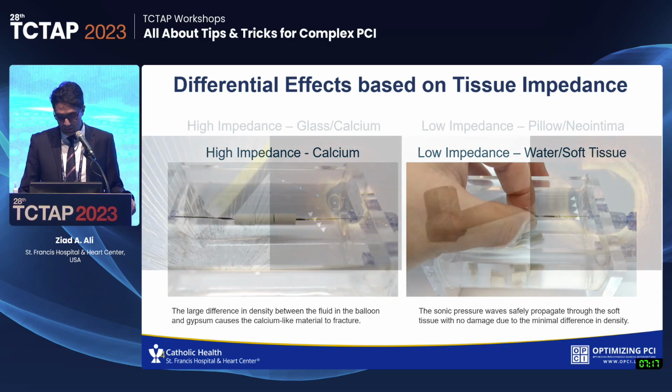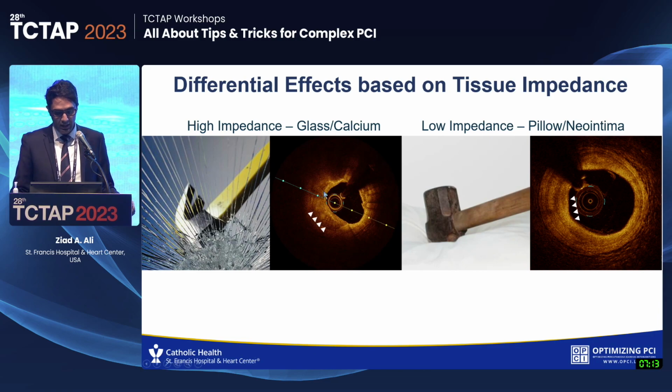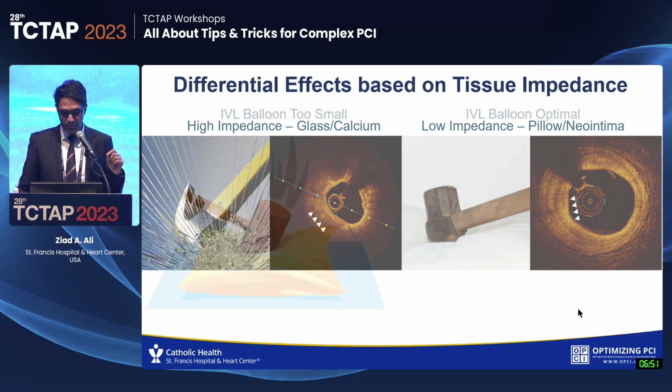Why is that important? It's important because the same things exist in your coronary artery. When you have superficial calcium that's abutting the lumen, that's very hard, analogous to you hitting a hammer onto a windshield. If you hit a hammer on a windshield, it will break. The neointima is like a sponge. If you hit a hammer onto neointima, nothing will happen. And this has very major implications for the size of your balloon.